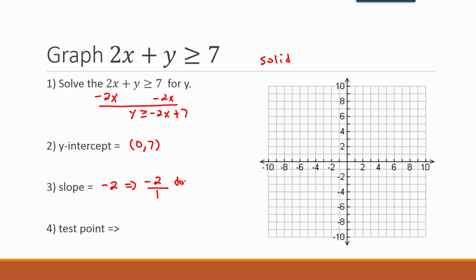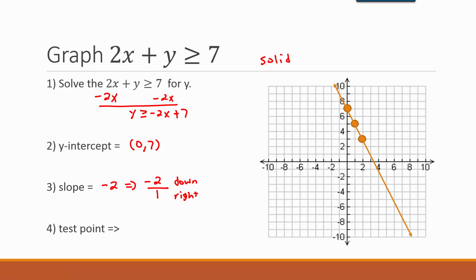Which tells me that I will go down 2 places and to the right one place after I plot my first point. So let's see here. (0, 7), down 2 to the right 1, down 2 to the right 1. Again, I had the or equal to bar underneath my inequality, so I have a solid line.